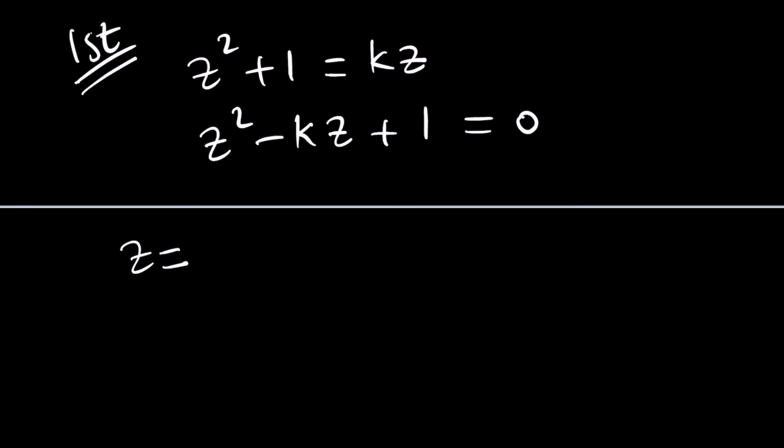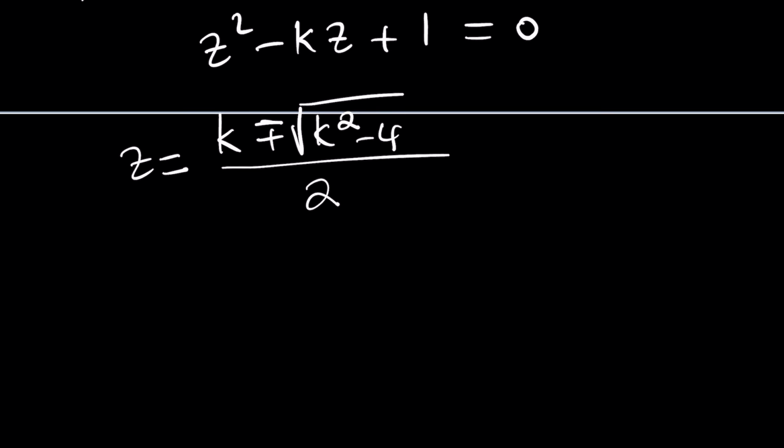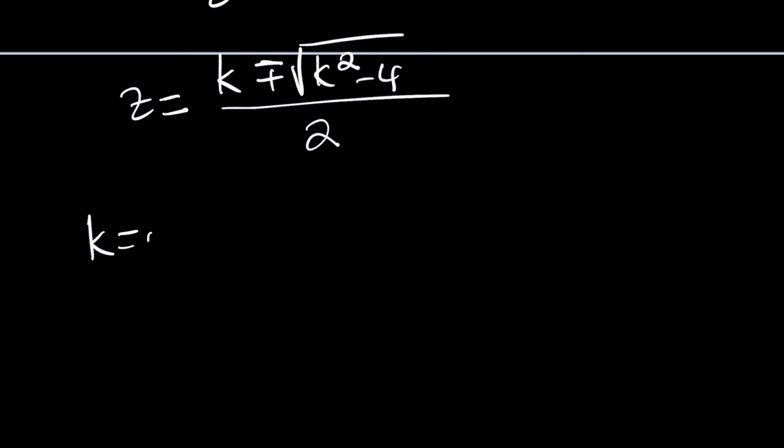The quadratic formula tells us negative b plus minus the square root of b squared, which is k squared, minus 4ac, which is minus 4, divided by 2. That's it? You got the solutions? Well, here's what I was trying to say. Do we have solutions for all values of k? That's a good question, right? For example, what happens if k is 0? Let's go ahead and explore.